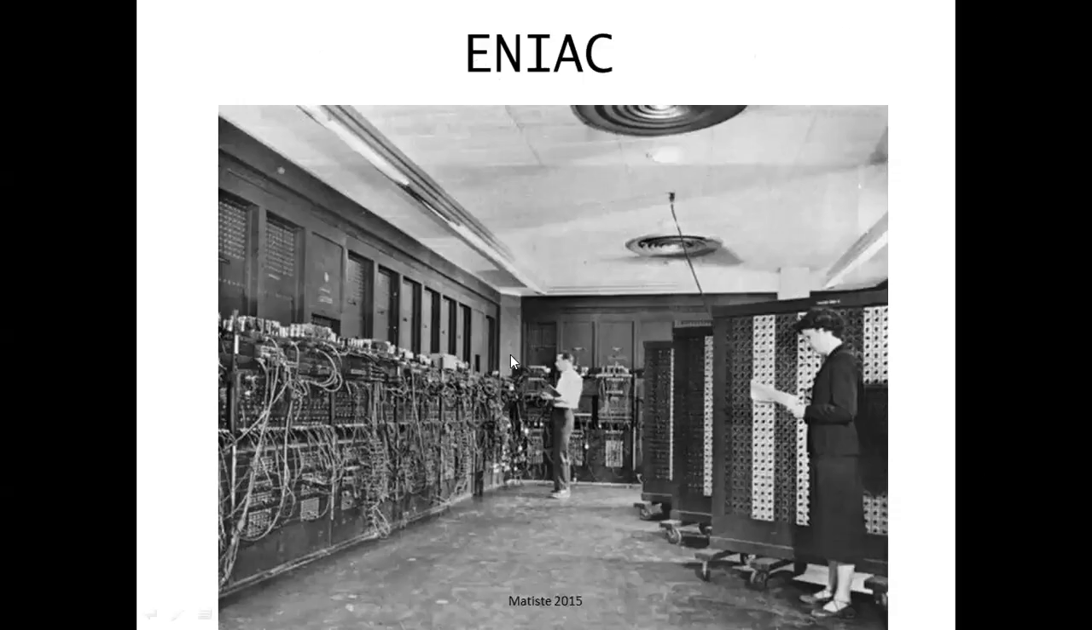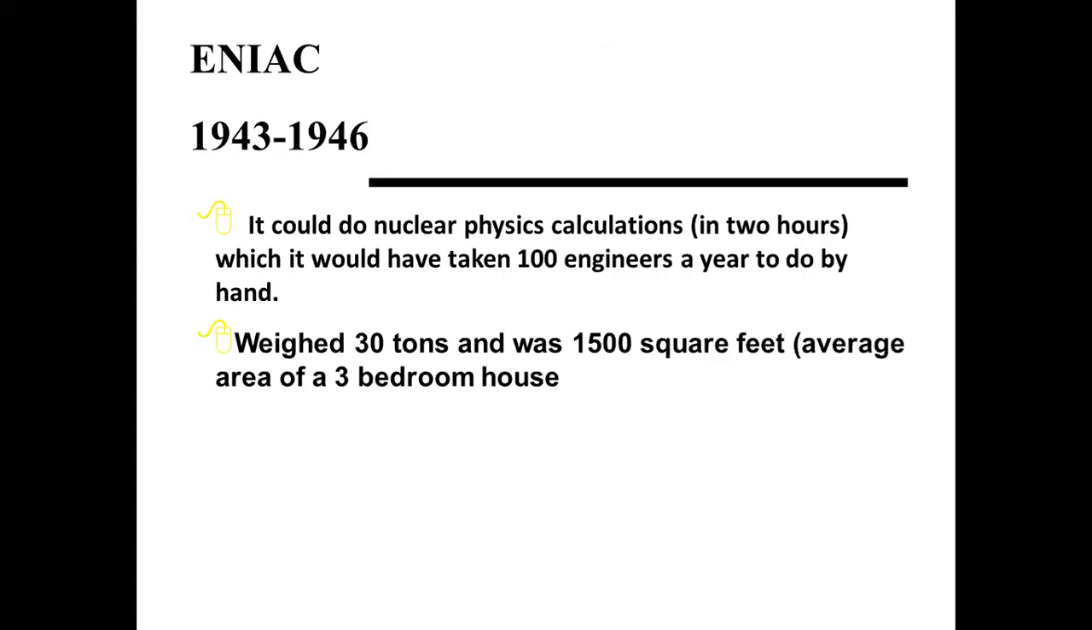It looks like this. This is the diagrammatic representation of this computer system. It can do nuclear physics calculations in 2 hours, which would take 100 engineers a year to do by hand, but now it can do the calculations in 2 hours only. It means it has a very good speed.